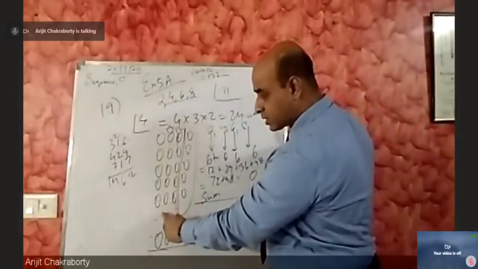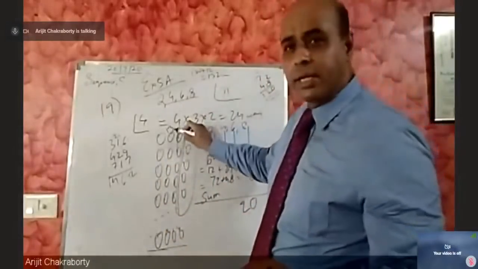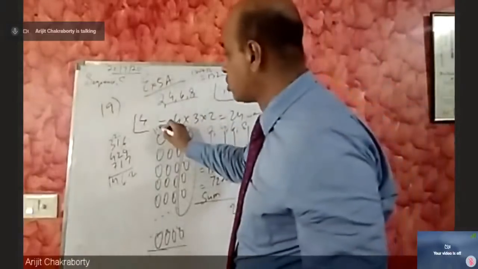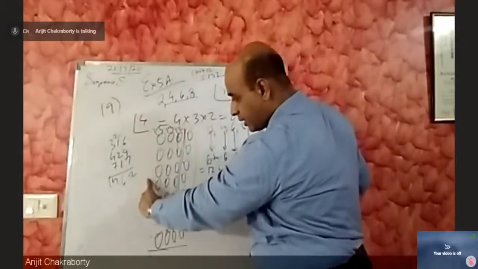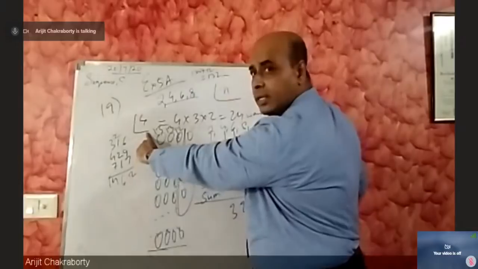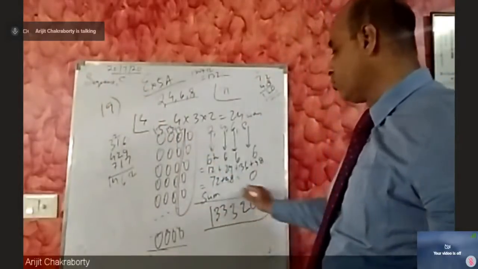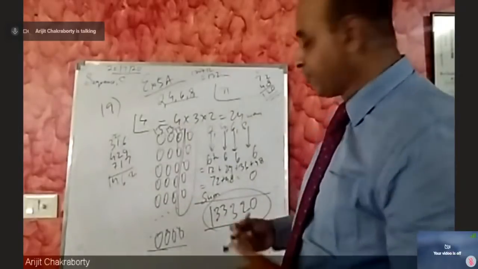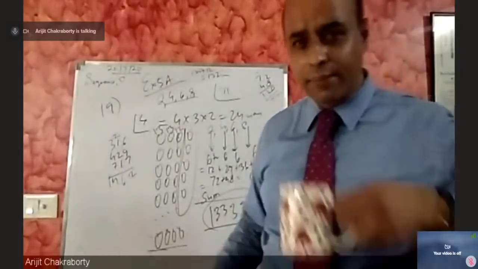Again in the hundreds place, there will be 120 plus this 13, 133. So 3 will go and 13 will go to the next carry forward. Here again it will be 120 plus 13, that is 133. So the sum will be 133320. This is one of the toughest problems. I hope this is clear.